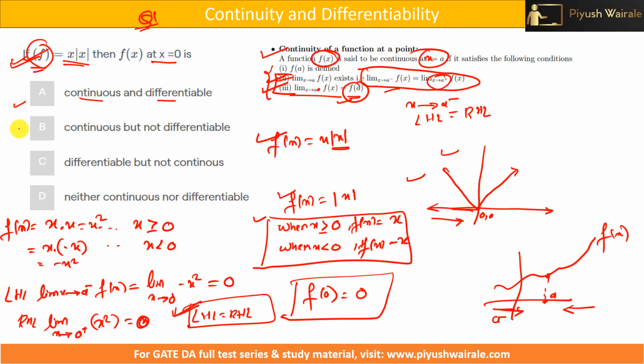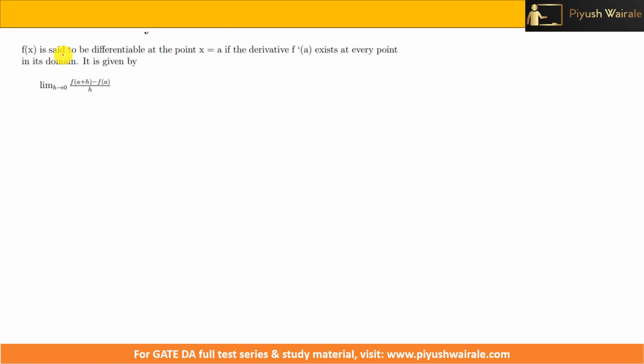So either option A or B can be correct, because not continuous, so I can eliminate this. Neither continuous, so I can eliminate this, right? So my f of x is continuous. Now we have to discuss whether it is differentiable or not. So now let us discuss the differentiability.